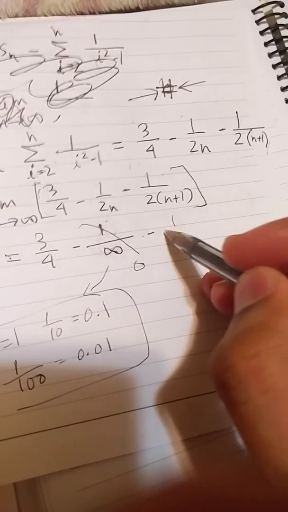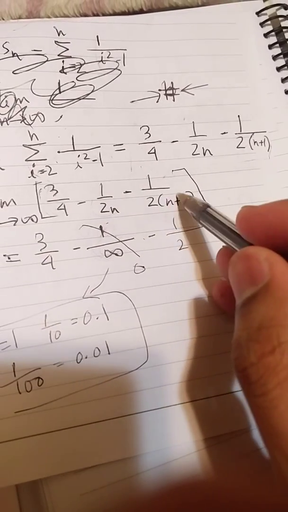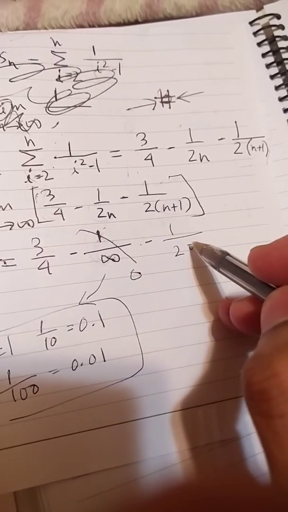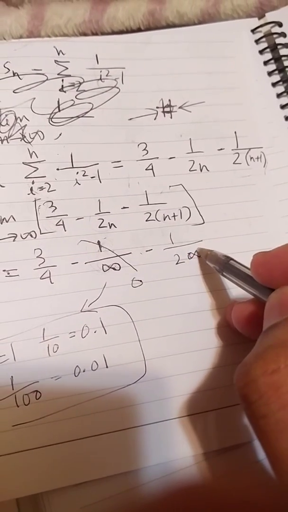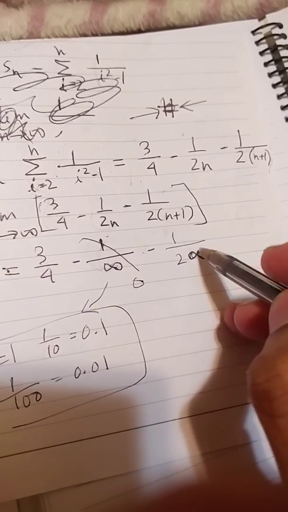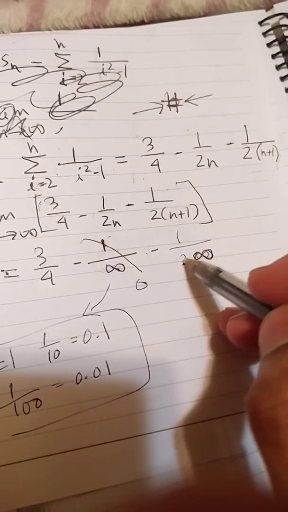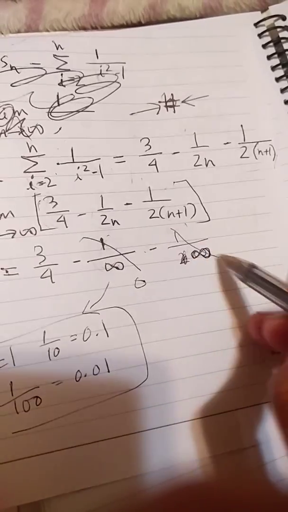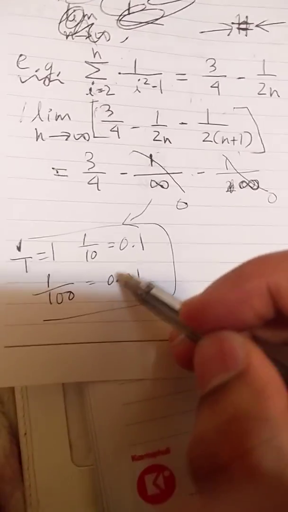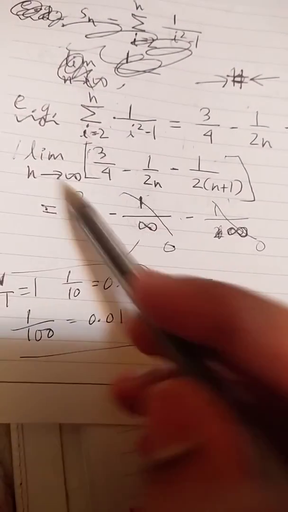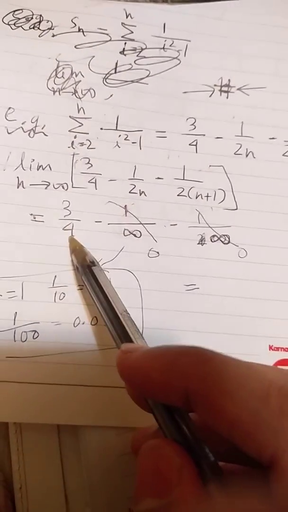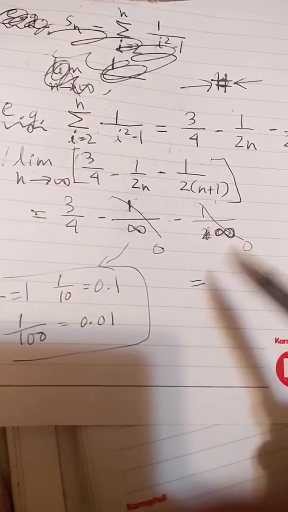Minus 1 over 2, and this term is infinity plus 1, which is infinity. I mean, why would you add 1 to infinity? It doesn't add much to infinity if you add 1 to it. And multiplied by 2, same as here, doesn't matter. This also approaches 0 for similar reasons. So the limit as n approaches infinity of this whole term would be just 3 over 4, because these two terms go to 0.